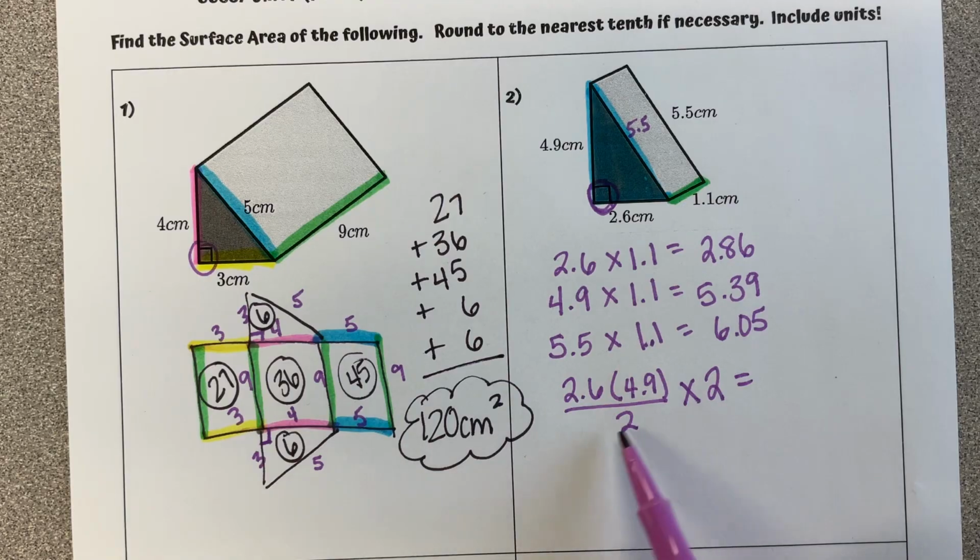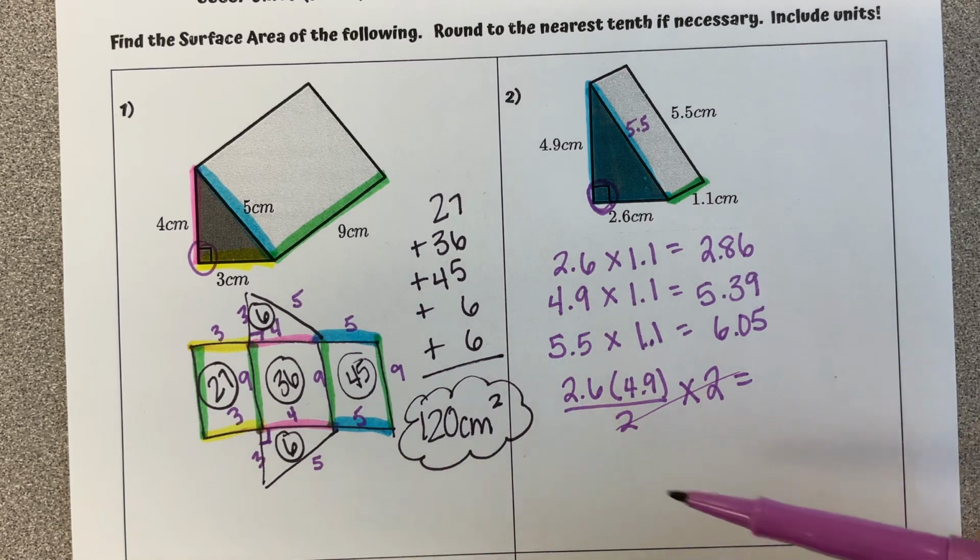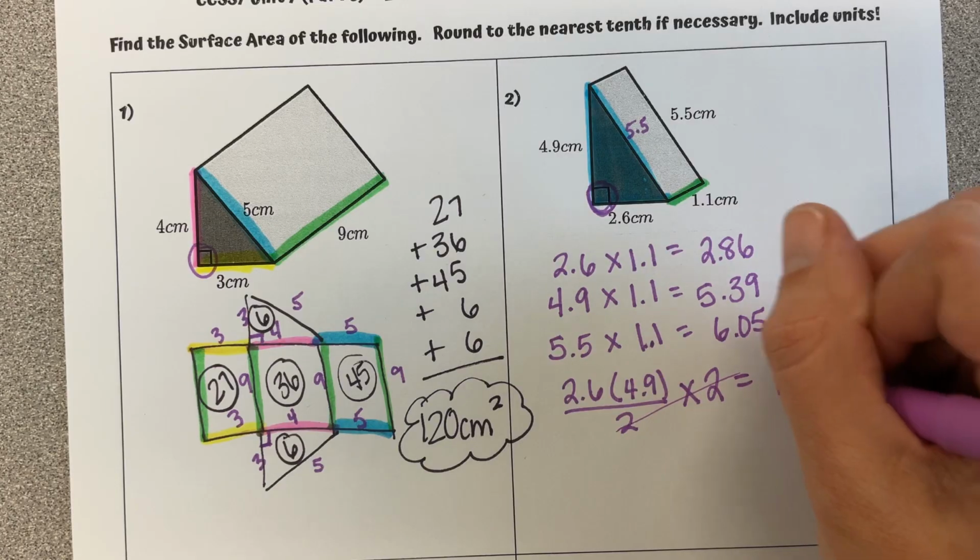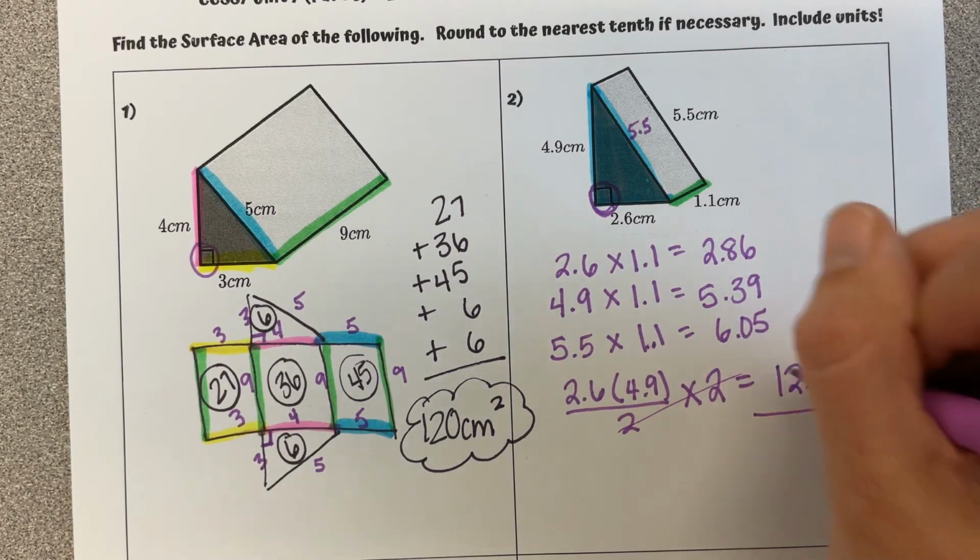You might notice that technically you could look at it as, well, if I'm dividing by 2 and then multiplying by 2, those cancel each other out. And you're really just doing 2.6 times 4.9. Or go through the motions if you're not confident you're going to remember that. So if I did 2.6 times 4.9 and divided that by 2, I get 6.37. But we're multiplying that by 2 because there's 2 triangles, and you get 12.74.